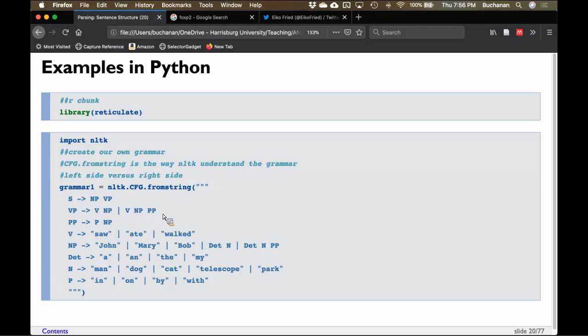So then that verb phrase could be a verb and another noun phrase, or it could be a verb, a noun phrase, and a preposition phrase. A preposition phrase could be a preposition and a noun phrase. Verbs, here are all the verbs that are possible. Noun phrases, it could be a single noun, and here are our single nouns. Or it could be a determinant and a noun, or it could be a determinant, a noun, and then a preposition phrase. Here are our determinants, here are our nouns, and here are our prepositions.